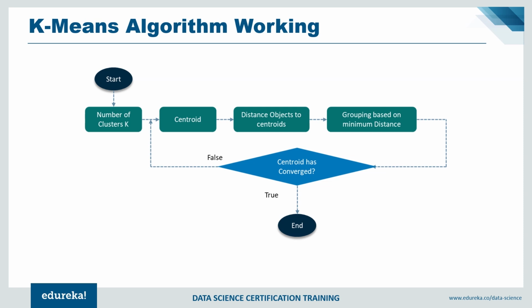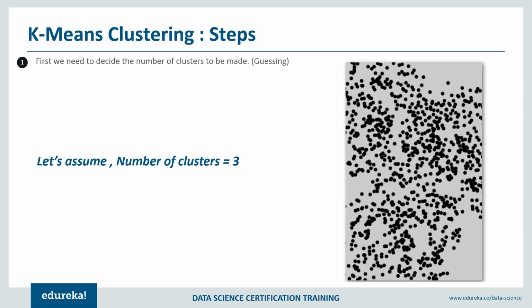Now, if you have a look at the algorithm working here, first of all, it starts with identifying the number of clusters, which is k. Then we find the centroid. We find the distance of objects to the centroid. Then we find the grouping based on the minimum distance. Has the centroid converged? If true, then we make a cluster. If false, we again find the centroid and repeat all of the steps again and again. So let me show you how exactly clustering works with an example here.